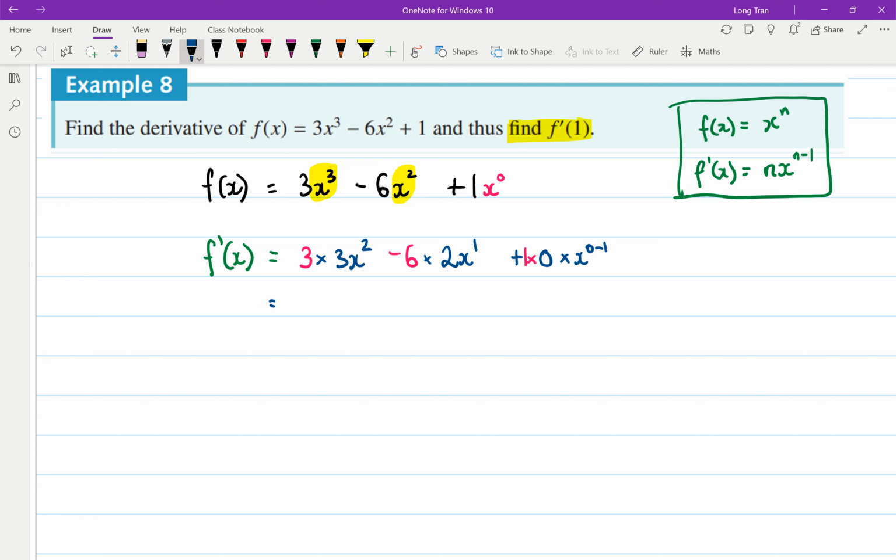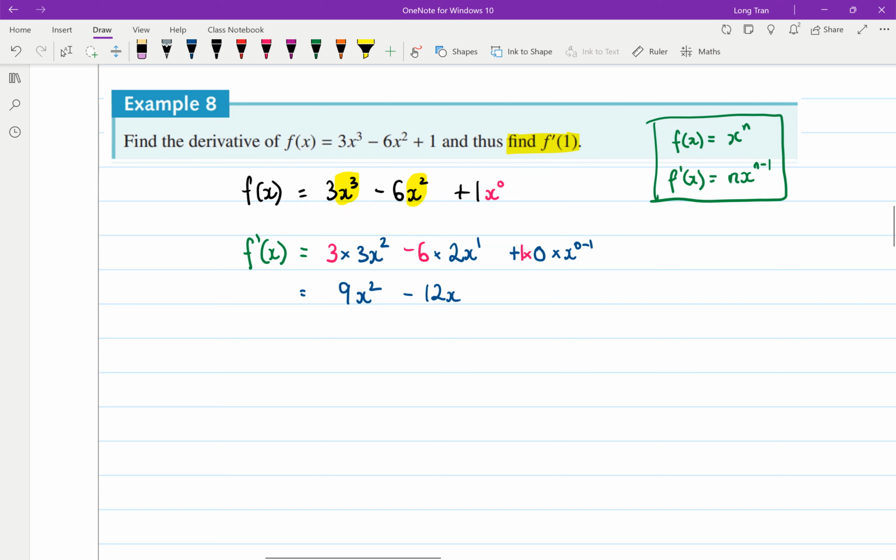Here we go. You should have got 9x squared minus 12x plus 0. It's like substituting x as 1 though, right? So it should be. You're talking about this one here? All right, very good. So, first mark comes in this step.